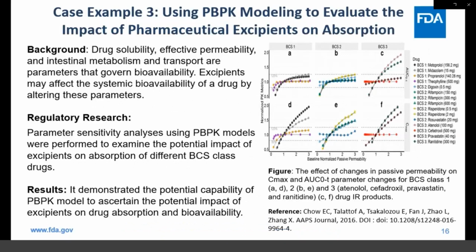This case example here showed that FDA researchers developed PBPK models and conducted parameter sensitivity analysis on the effect of changes in passive permeability on Cmax and AUC for representative BCS Class 3 IR drug products. It demonstrated the potential capability of PBPK model to ascertain the potential impact of excipients on drug absorption and bioavailability.